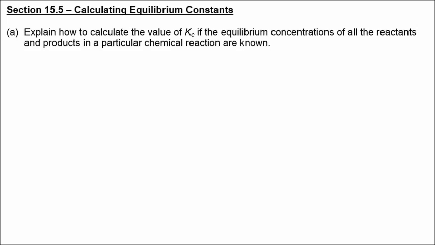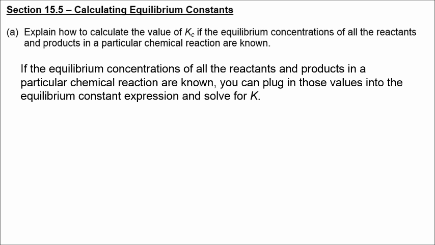Section 15.5, calculating equilibrium constants. If you know the concentrations of all of the reactants and products in a particular chemical reaction at equilibrium, you can plug in those values into the equilibrium constant expression and simply solve for K.